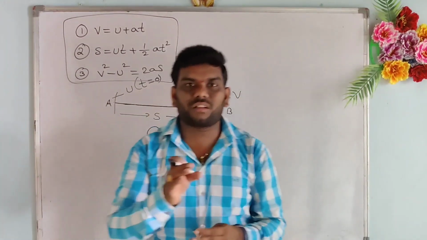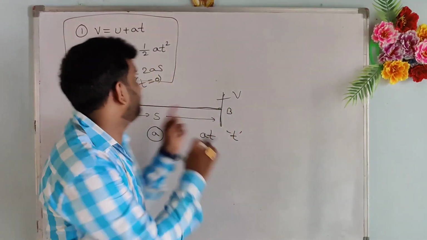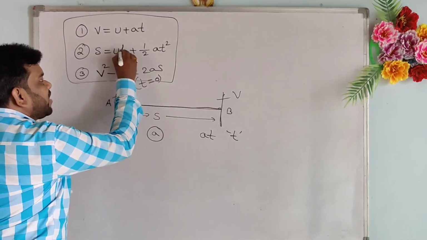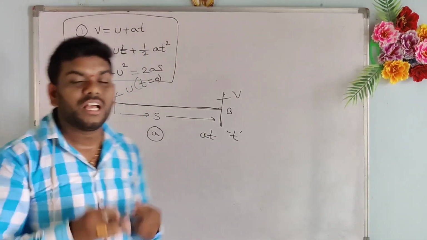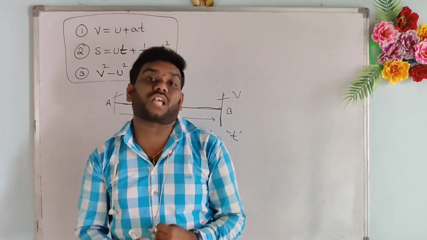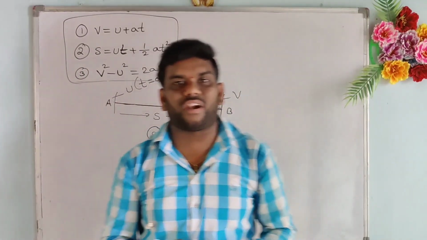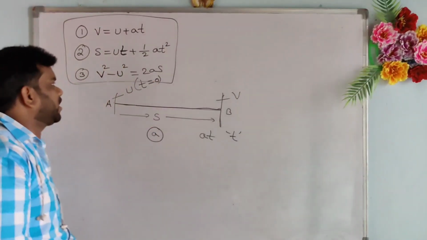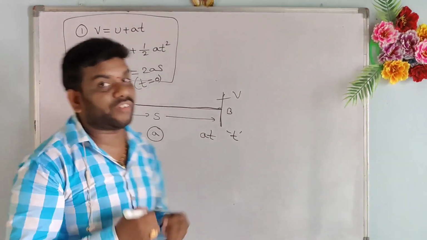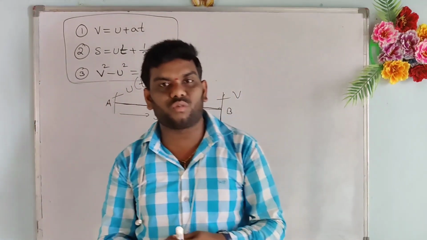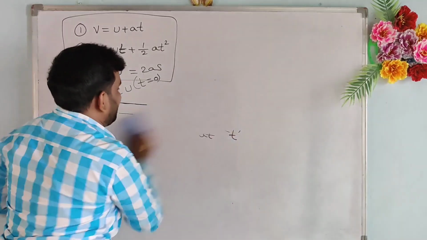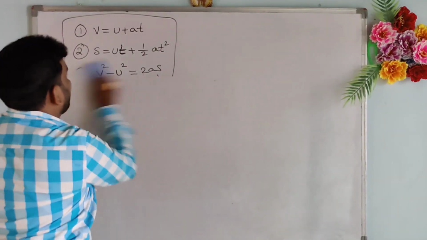These are the basic terms: what U is, what V is, what T is, we need to learn. There are three types of equations of motion. One is V is equal to U plus AT, another is S is equal to UT plus half AT square, and the third is V square minus U square is equal to 2AS. These three equations are very important.